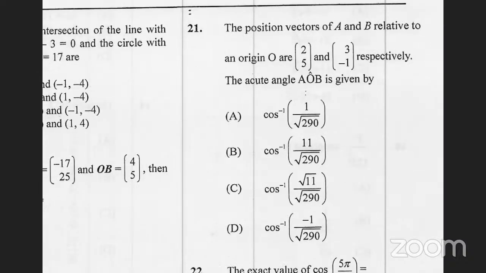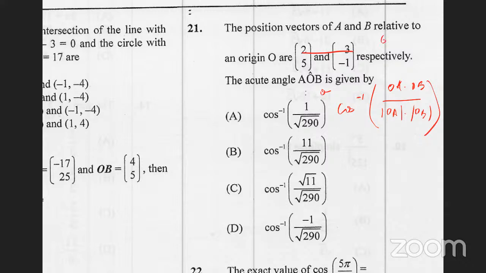Right? This one, the position vectors of A and B are relative to the origin. So they want to find the angle, right? So that'll be cosine inverse of the dot product O to A all over the product of the magnitudes. And all you have to do is just plug in the values and work it out, right? So let's find the dot product.